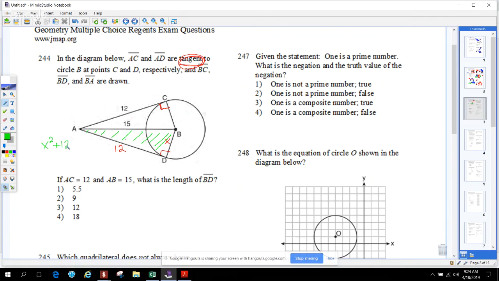X squared plus 12 squared equals 15 squared. X squared plus 144 equals 225. I don't feel like doing that in my brain. 81, it was a Pythagorean triple. I was wondering. Take the square root. X equals 9. Let me know when I can go on.